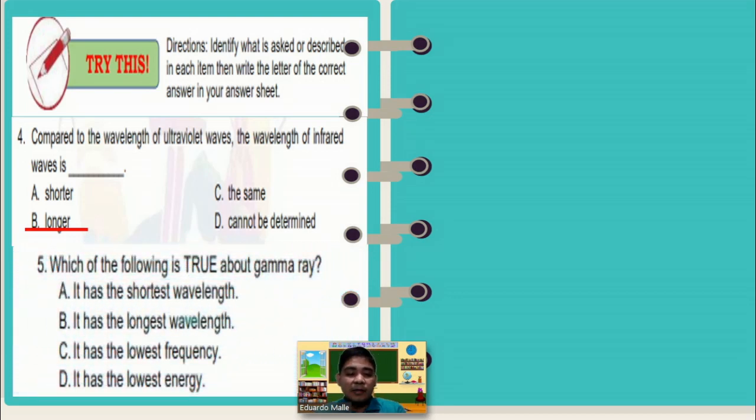And number 5, which of the following is true about gamma rays? Letter A, it has the shortest wavelength. Letter B, it has the longest wavelength. Letter C, it has the lowest frequency. D, it has the lowest energy. Can you give your answer? Okay, that's correct. Letter A, it has the shortest wavelength. So I hope you enjoyed answering our 5 pre-test questions.